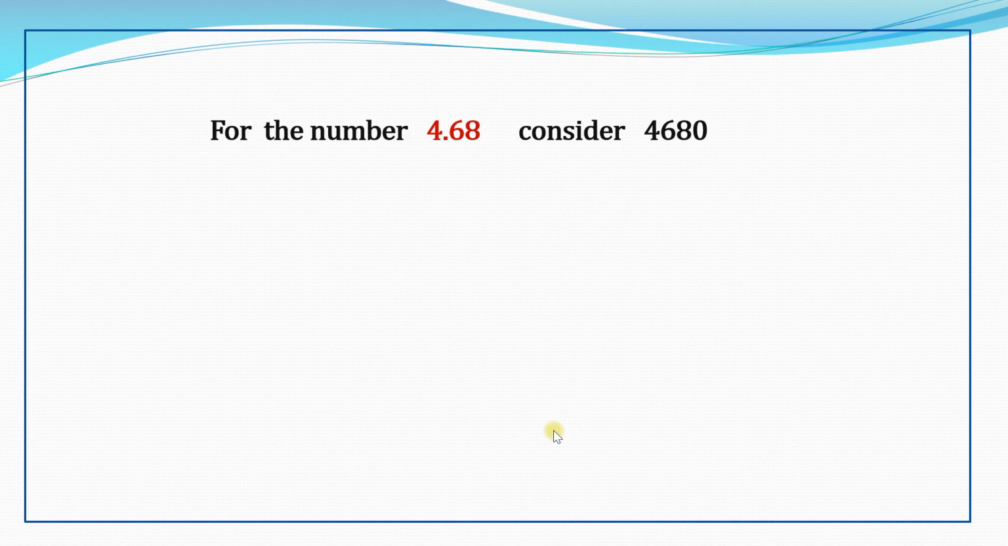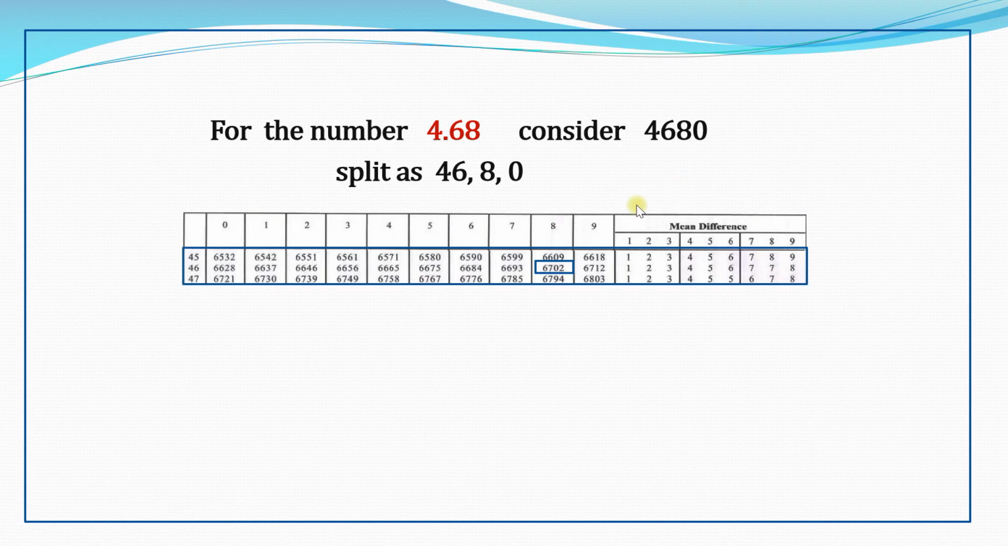So the log of the number 4.68, we'll find. We are going to take the first four significant digits. Here you have only 3 digits, so the fourth one you should take as 0. This 4680 we split as 46 as the first part, 8 as the second part, and 0 as the third part. And look in the logarithm table, the row number 46 under the column headed by 8.